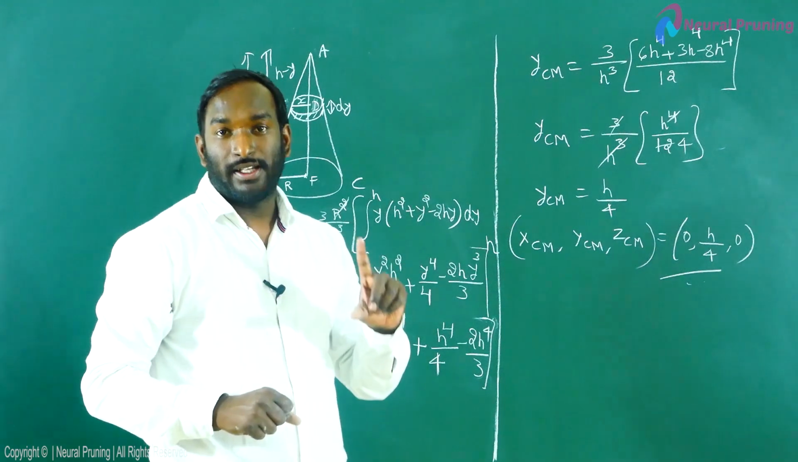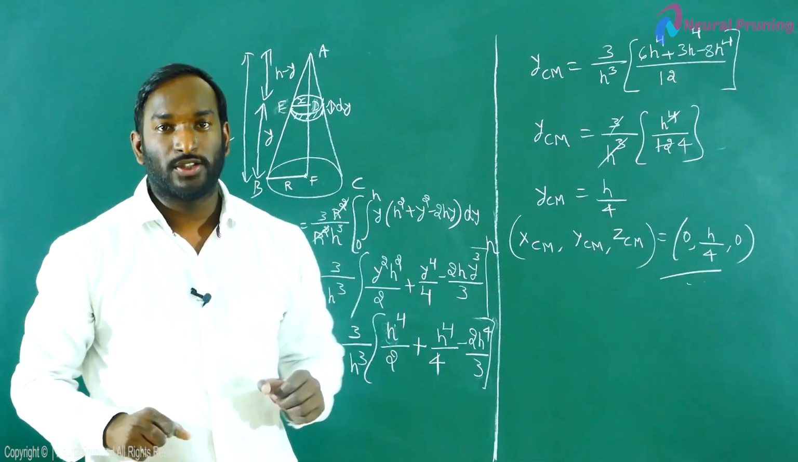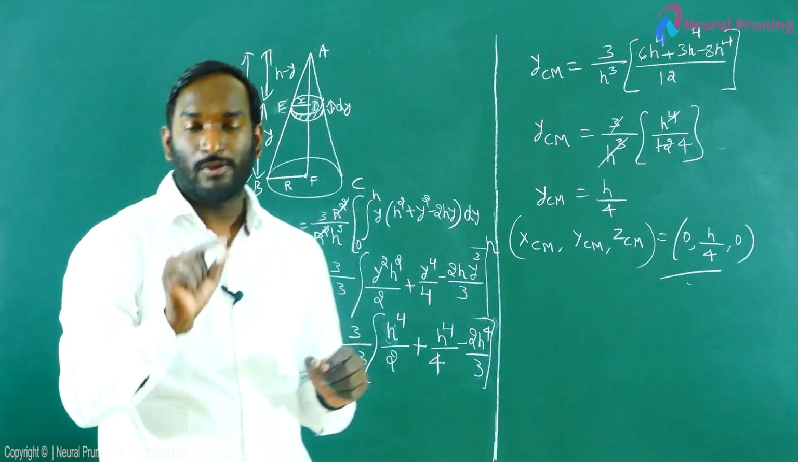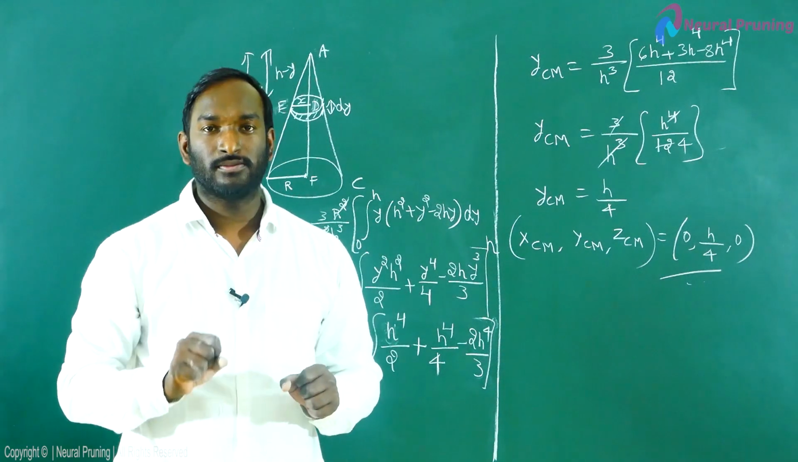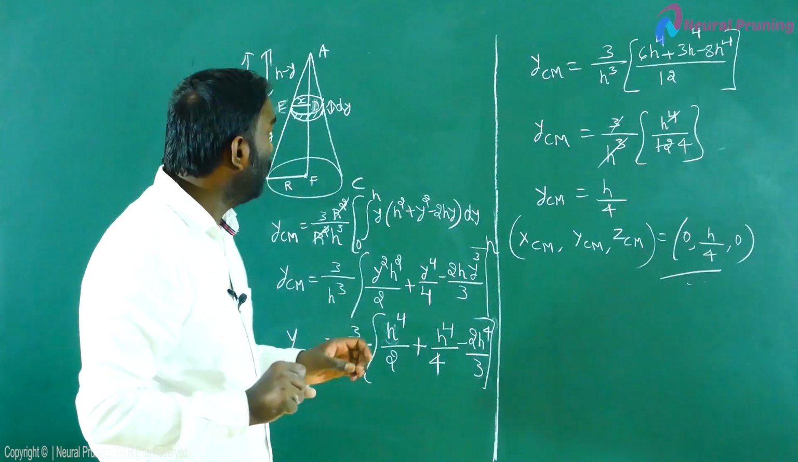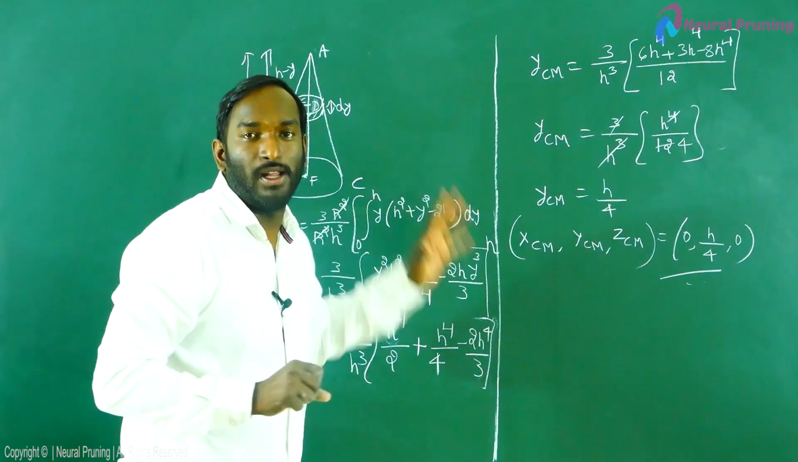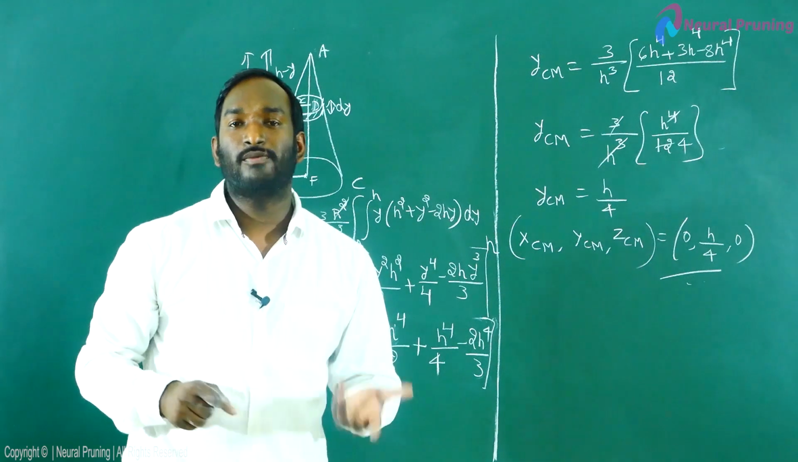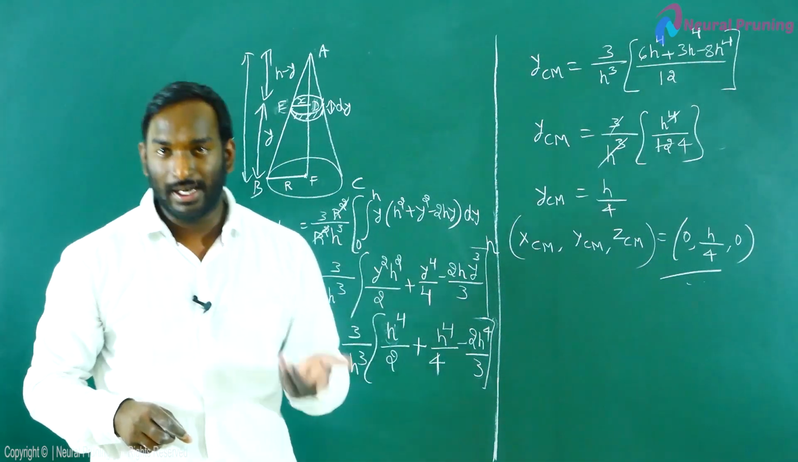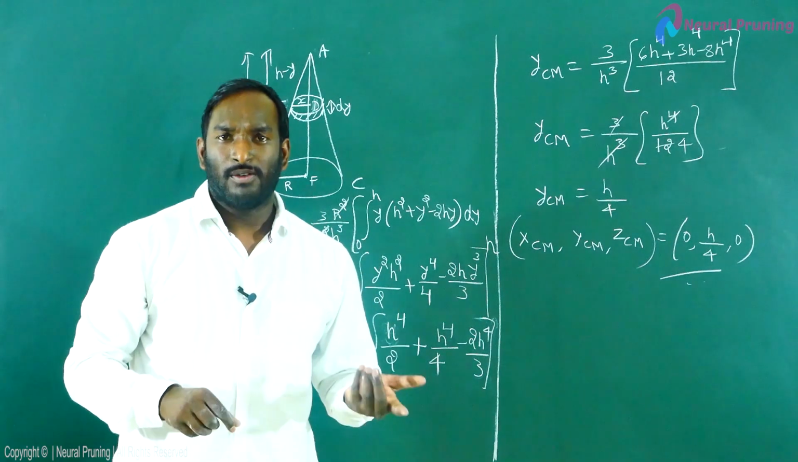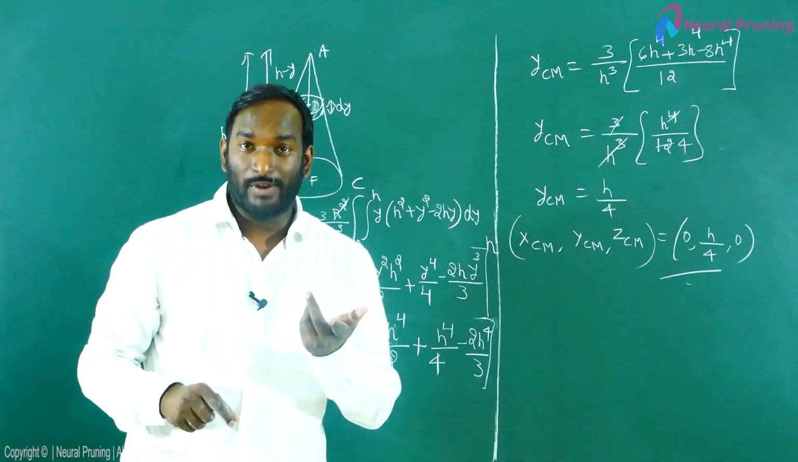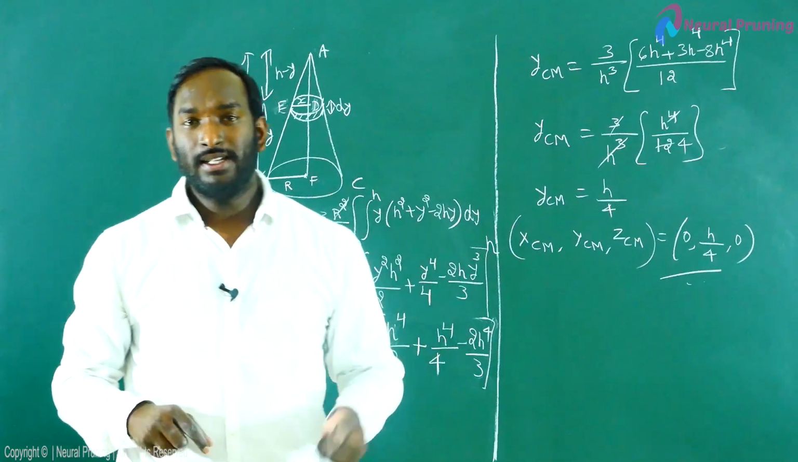See again, if you get any object, first you have to find mass of the elementary disk, that small portion, and then you substitute the value in the formula. If it is YCM, YCM is equals to 1 by m into integration of y into dm. XCM, 1 by m into integration of x into dm. Similarly, ZCM.